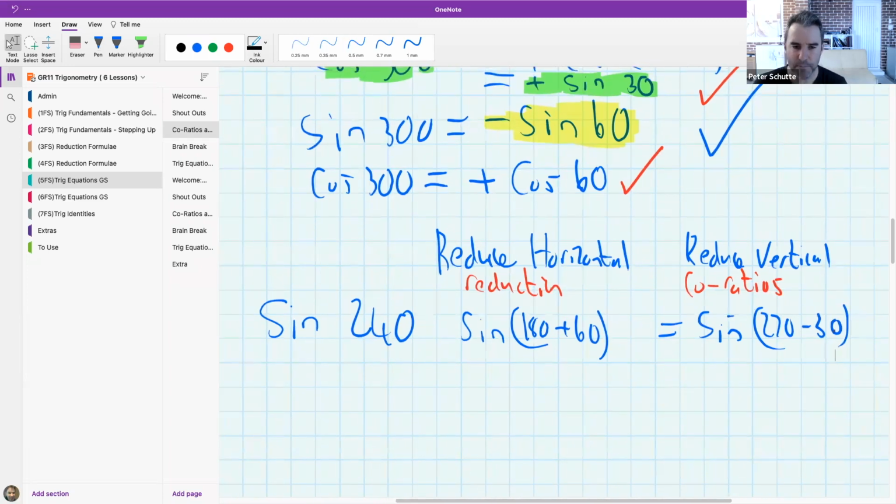Give me a thumbs up if you understand why I've written them like this, where the 180 plus 60 is used for the horizontal axis, and for the vertical axis, I've used 270 minus 30. Give me a thumbs up if you understand how I wrote that and why I wrote it like that.